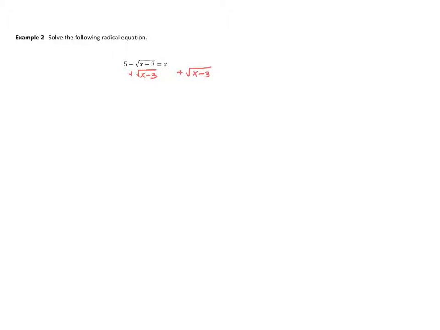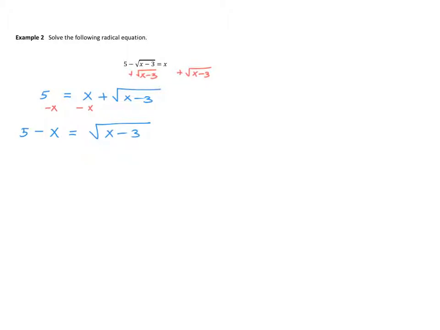I get 5 is equal to x plus the square root of x minus 3. But then I'm going to subtract x from both sides, and I get 5 minus x is equal to the square root of x minus 3. I don't need that plus sign in front of it. So here's a first step: before I square both sides, I want to make sure that on one side I have the square root completely by itself and everything else is on the other side.